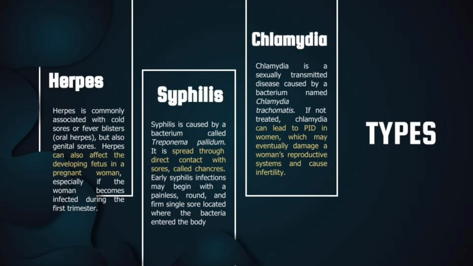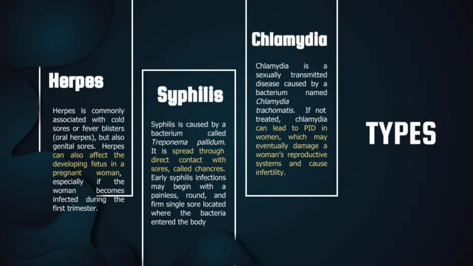This is caused by a bacterium called Treponema pallidum, and it is spread through direct contact with sores called chancres. Early syphilis infections may begin with a painless, round, and firm single sore that is located where the bacteria entered the body. So you must be careful. You must check your body if there are any blisters or sores, so you can inspect them. And if ever there is a complication and you don't know what to do, then you should get a consult from the professionals.